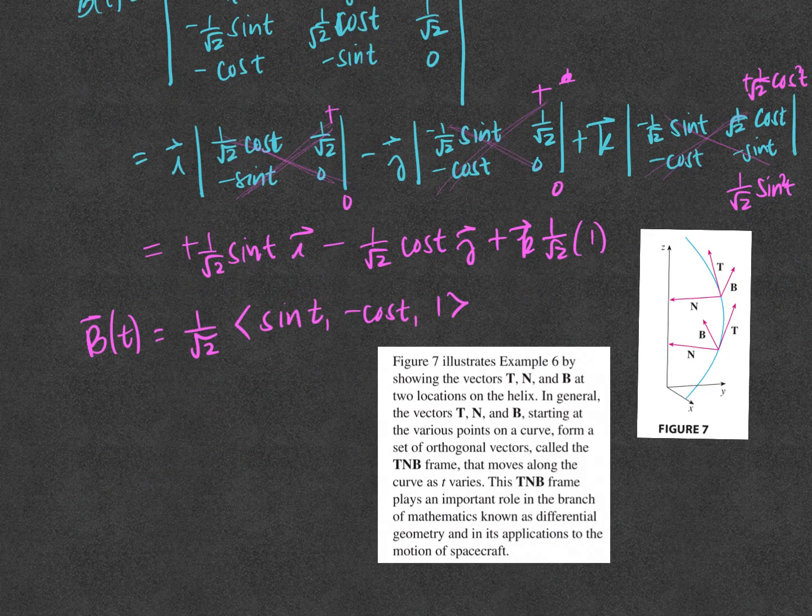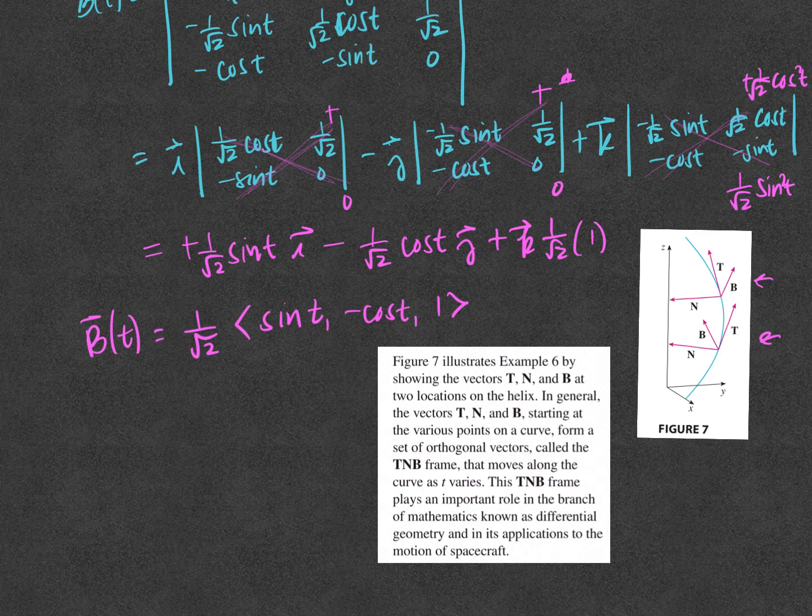This figure here, figure 7, illustrates the example that we just looked at by showing the vectors T, N, and B at 2 locations on the helix. So you can see them right here on the right. And in general, the vectors T, N, and B starting at various points on the curve form a set of orthogonal vectors called the TNB frame that move along the curve as t varies.